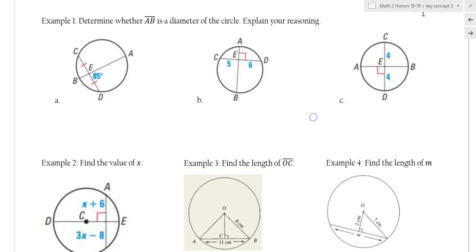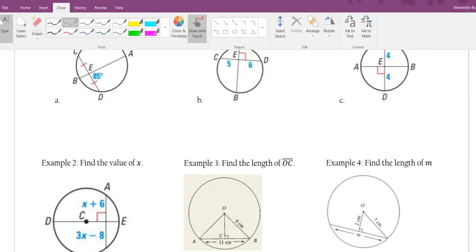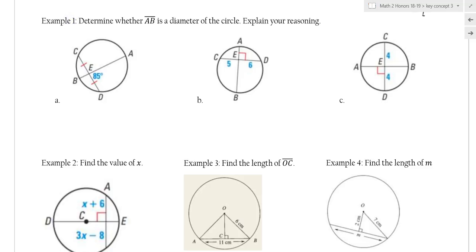So let's look at some examples. Determine whether AB is the diameter of the circle. Explain your reasoning. AB is here. I'm going to say no. Why? It is not perpendicular, right? That is not a 90-degree angle. That is an 85-degree angle.